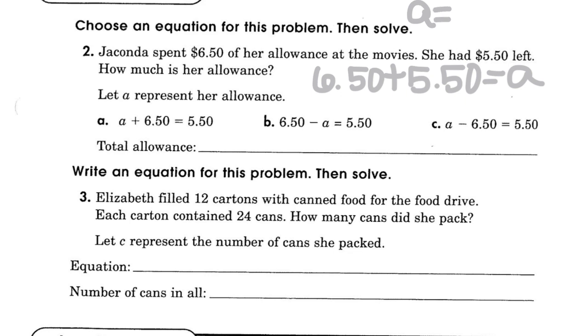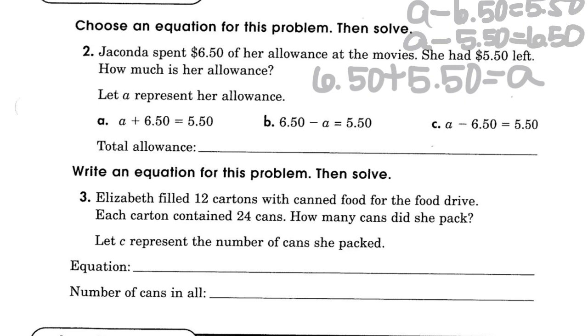So if I did this, I could have A minus. Now, I could either do it $6.50 because of what I spent and get $5.50, or I could have A minus $5.50. That's how much I have left, and I spent that much. Either way is fine. But of these three equations, here is the equation that matches this one right here. So I'm just going to circle that.